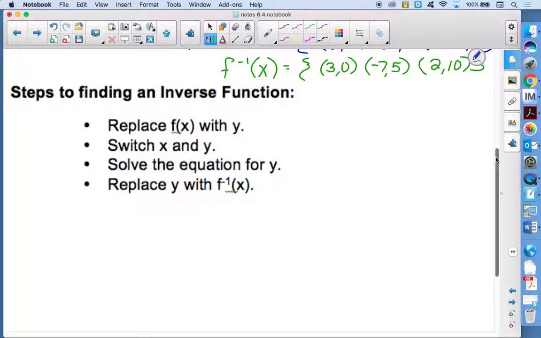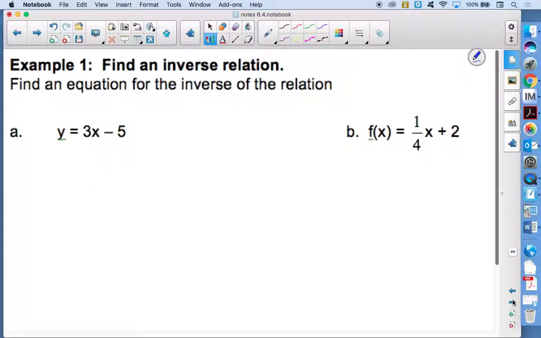The last step is kind of like the first step, just replacing something. It's not really doing anything mathematical. But we're replacing it, saying whatever equation we now found after doing this process is the inverse of our initial equation. So if you look, there's two problems underneath this, just trying to get you used to how to find an inverse.